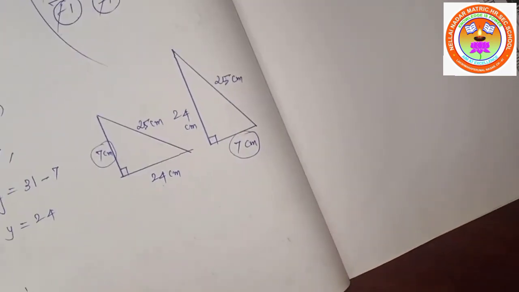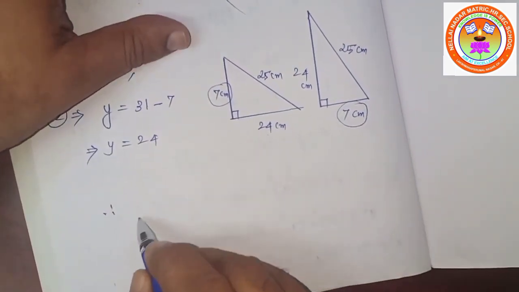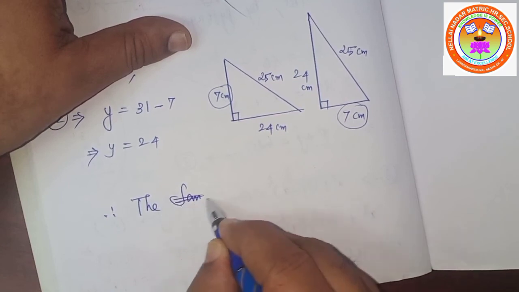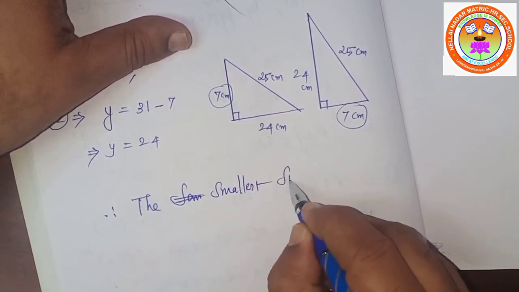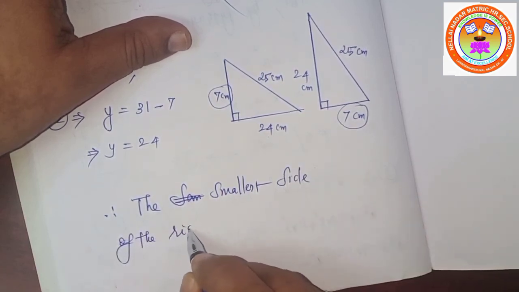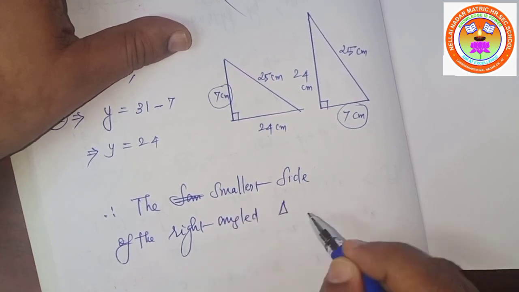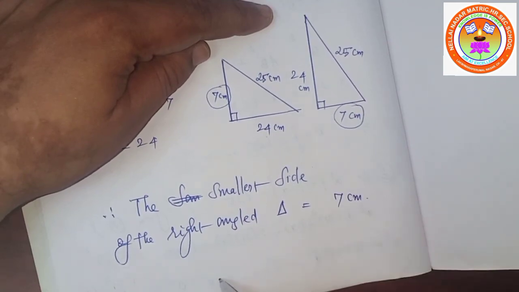Therefore, final result: the smallest side of the right-angled triangle is equal to 7 centimeter.